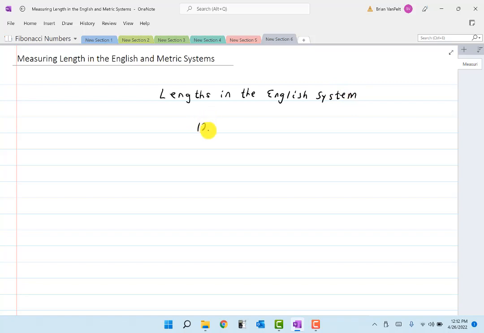We have 12 inches equals 1 foot. The foot is the basis for all the measurements in the English system, so everything is sort of in regards to that. If I take 3 feet, that equals 1 yard. And then finally, 5,280 feet equals 1 mile.